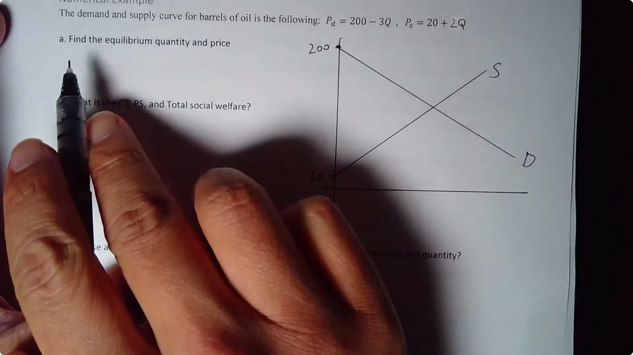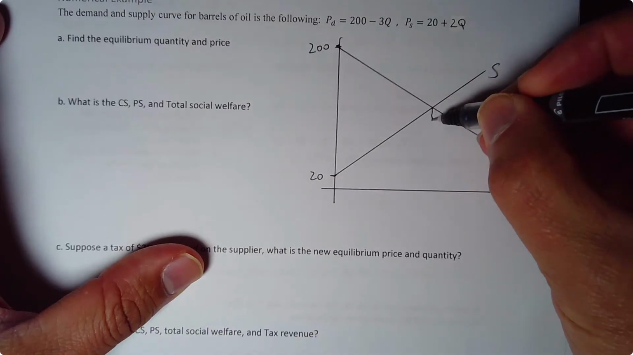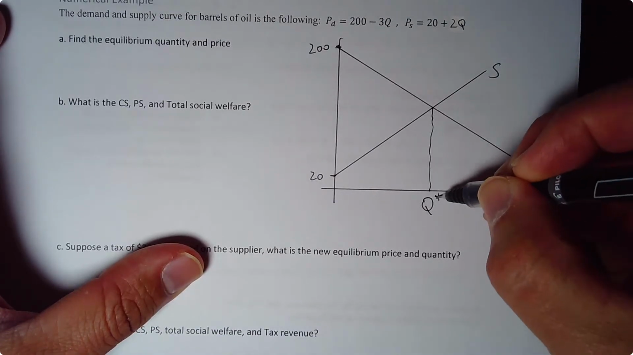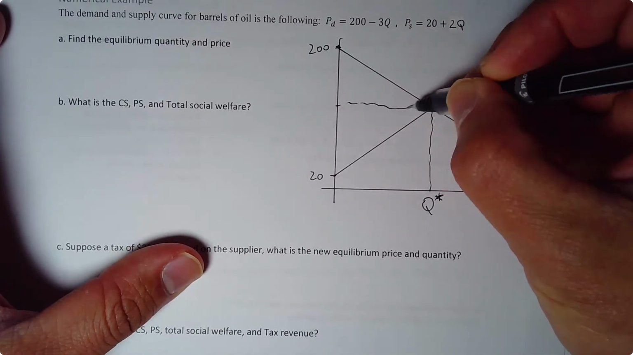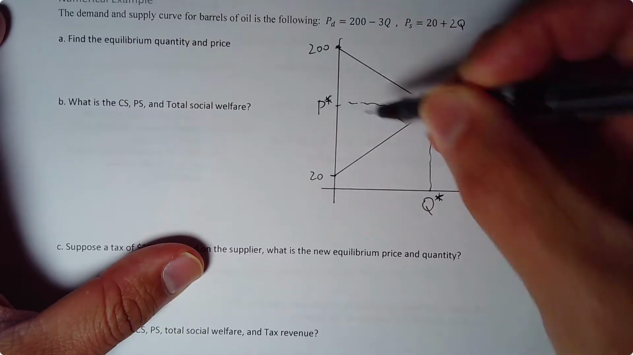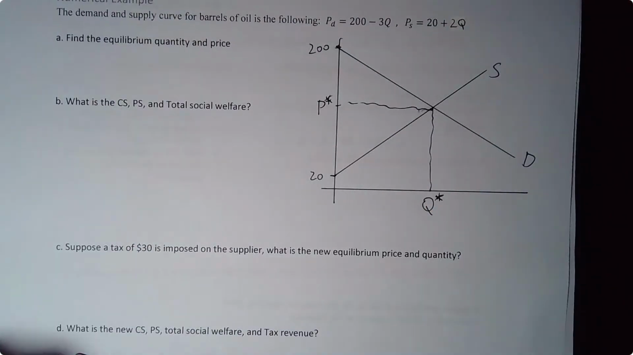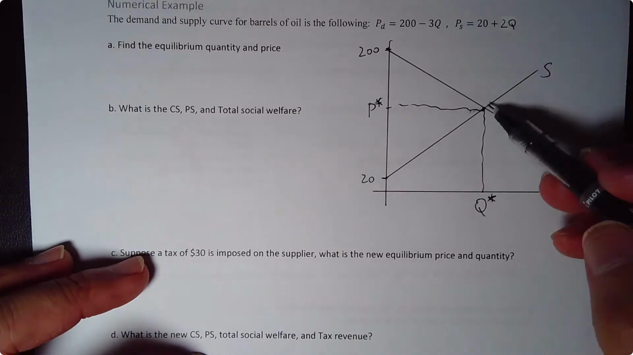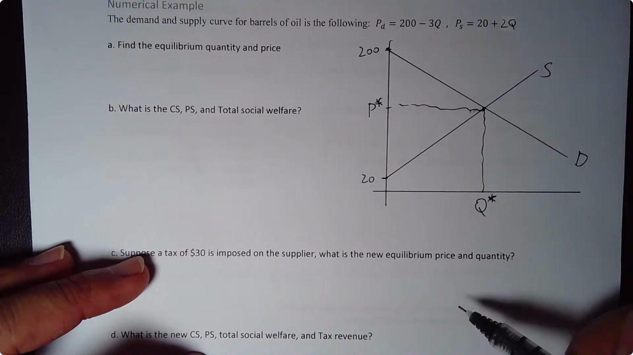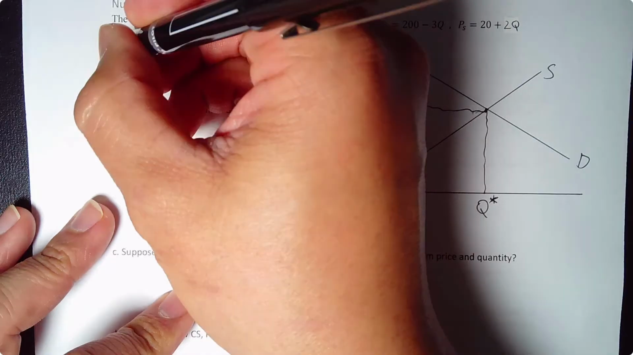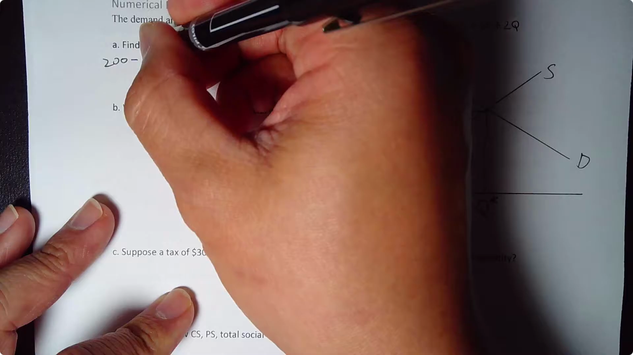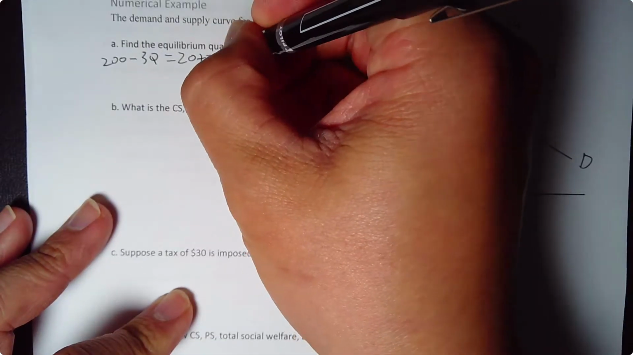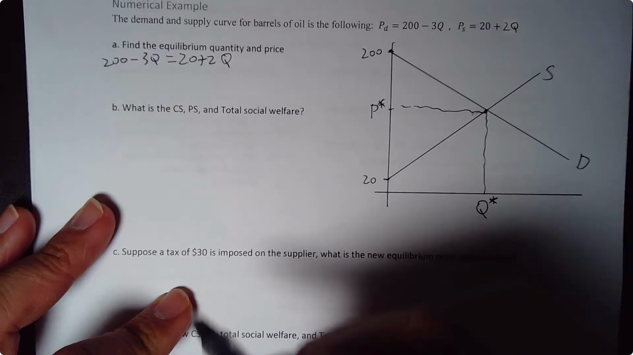So let's say find the equilibrium quantity and price. Well, once I have the sketch, I know that the equilibrium quantity will be there and the equilibrium price will be here. And so here is where your algebra instincts might kick in. How do I find those two values? Well, I set the equations equal to each other. Here we go. Here's 200 minus 3q equals 20 plus 2q. And the rest is algebra.